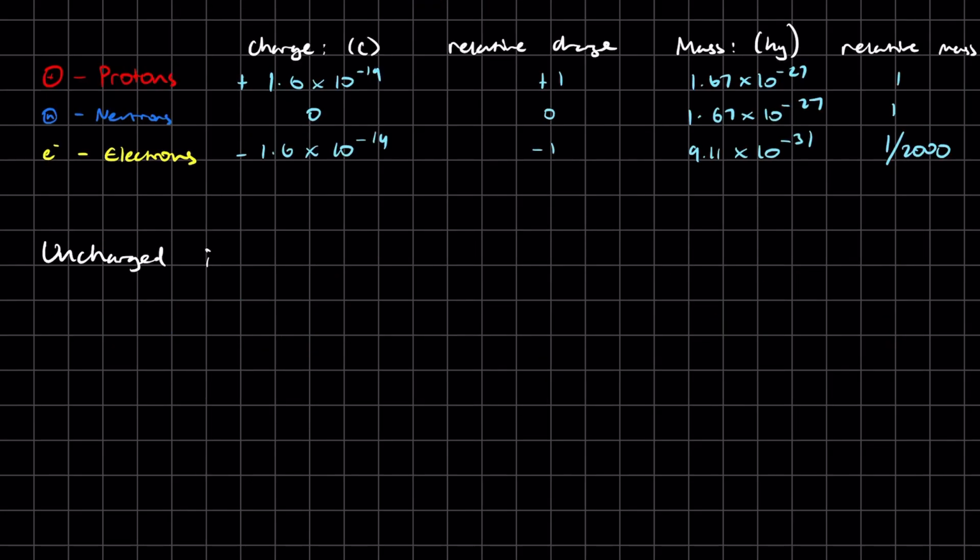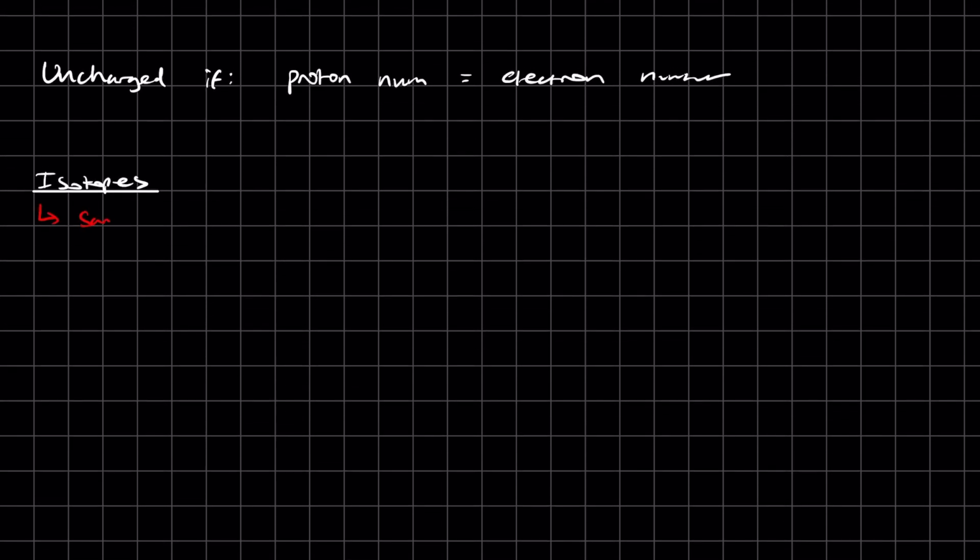Since our protons and electrons have equal but opposite charge, it implies that if we have the same number of protons as we do electrons, we're going to end up with an uncharged atom overall, an atom with a charge of 0. Now that we've discussed atomic structure, the next thing to discuss is isotopes. The definition of an isotope is an atom with the same number of protons but a different number of neutrons.